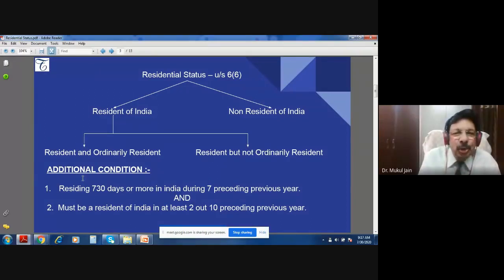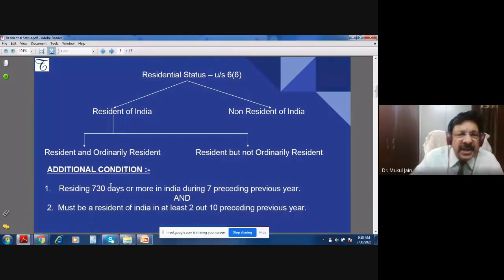Now, to become resident and ordinarily resident, there are two additional conditions. What are these? Number one, this person should be residing 730 days or more in India during the 7 preceding previous years. Now, these things have to be crammed actually, because these are rules.